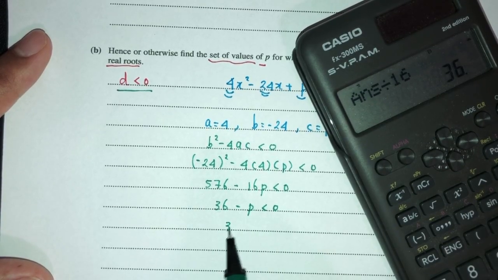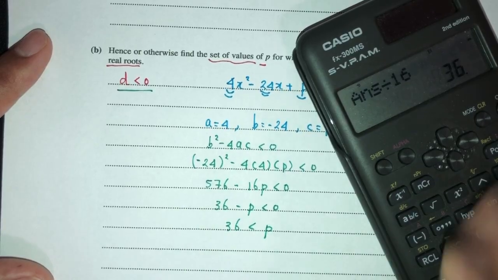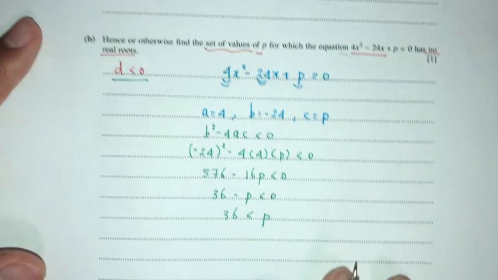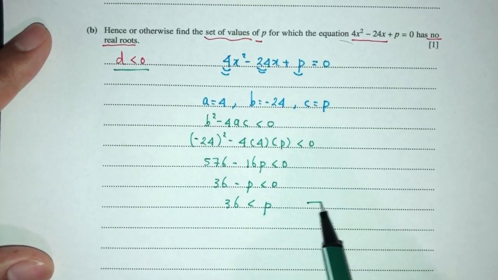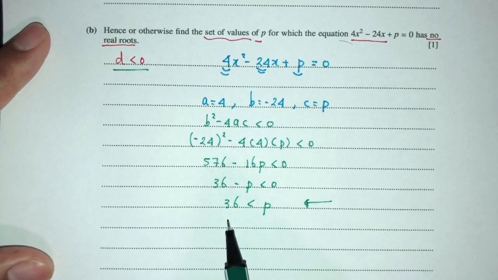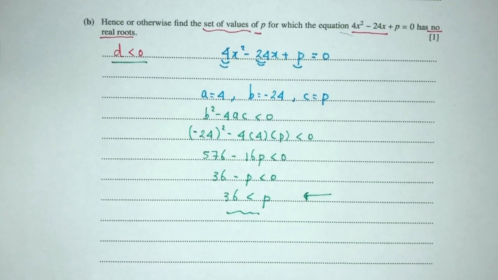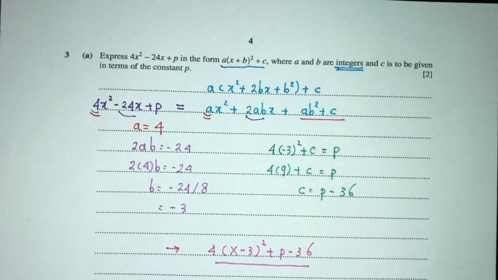So that'll be, this has to be less than p. Again, you can rewrite this in other ways if you want to, but it's the same thing. So that will be your set of values for p for which it has no real roots. Again, you can write this the other way, p is more or whatever. It's the same thing, right? You get the idea. Now this is question number 3.